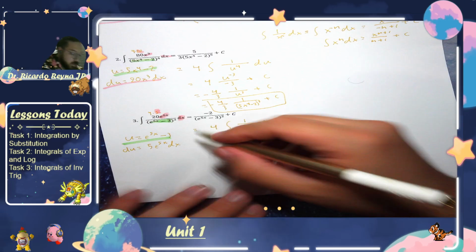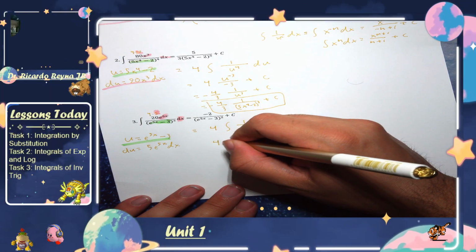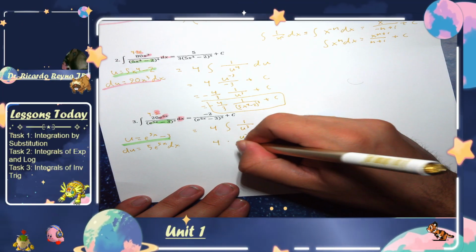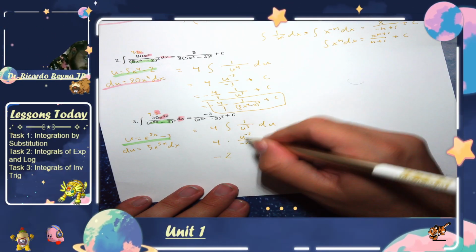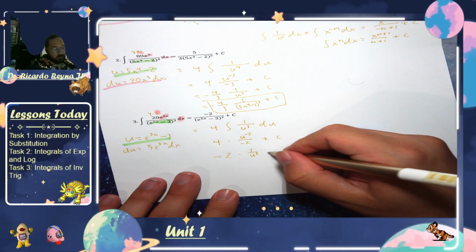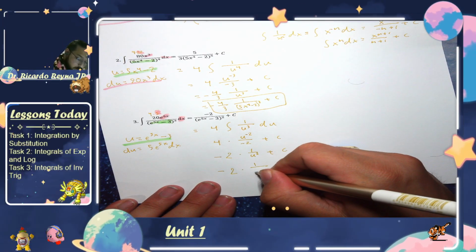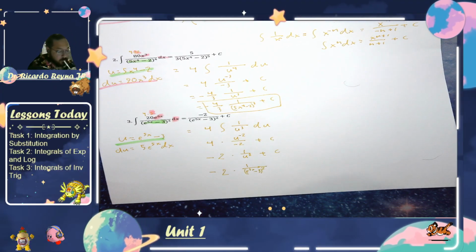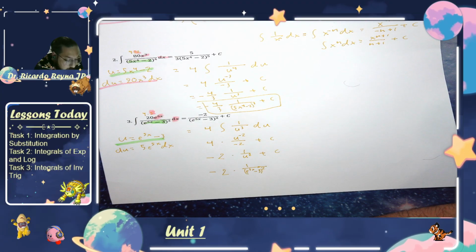Then from here, we can go ahead and do this rule basically. 4 times u to the power of negative 2 over negative 2, plus c. That simplifies to a negative 2, and then this can be written as 1 over u squared plus c. Last step is to bring back the u to be e to the 5x minus 3 squared. All right, pretty straightforward here.